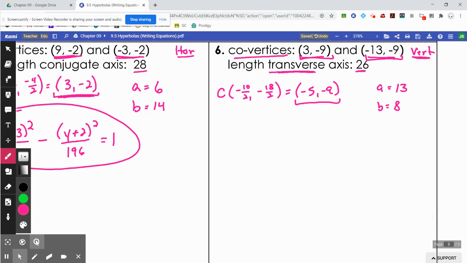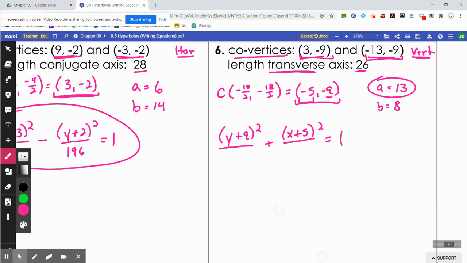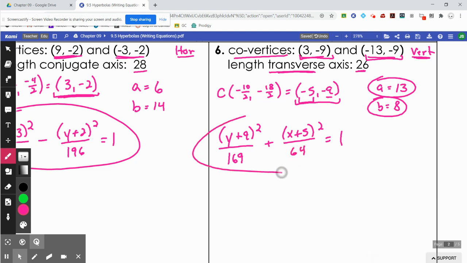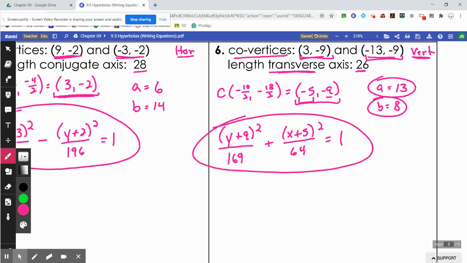Since it's vertical, your y stuff will be listed first. So you're going to have y. To move it down 9, we're going to do y plus 9. To move it left 5, we're going to do x plus 5. So there's your center, and it's equal to 1. The a value is going to be listed first. A is 13, so therefore a squared is 169. Your b value is going to be listed second. So since b is 8, then b squared will be 64, and there is your hyperbola.